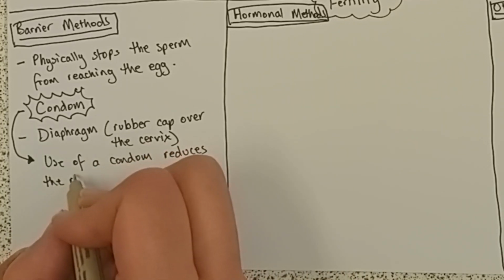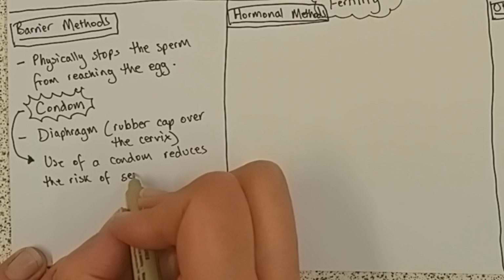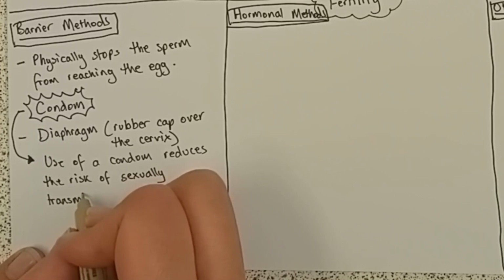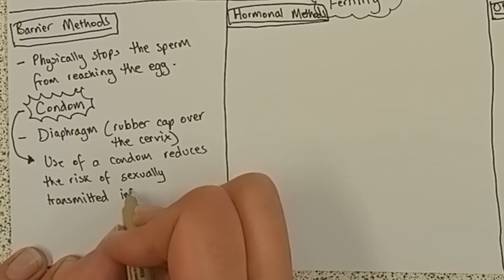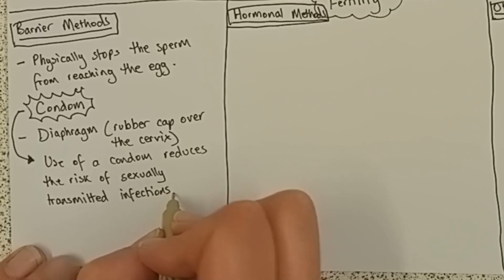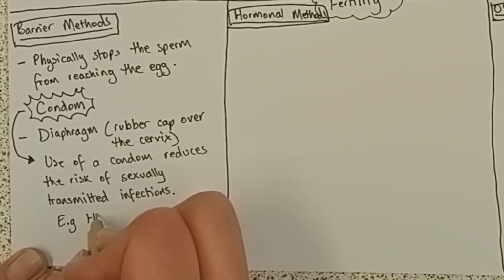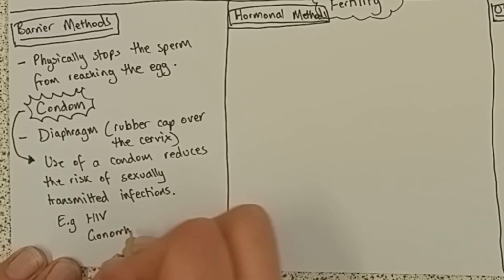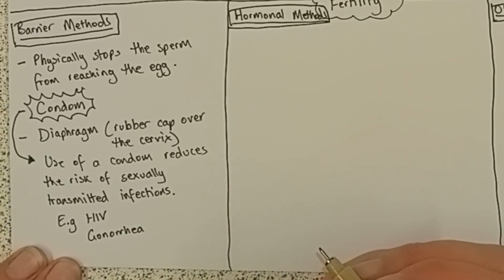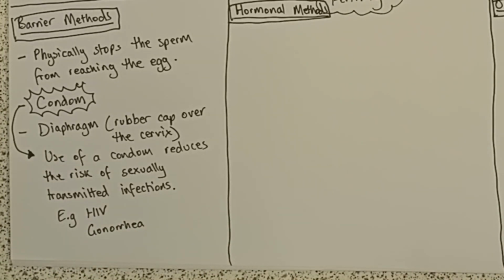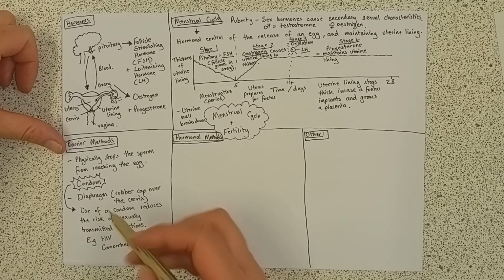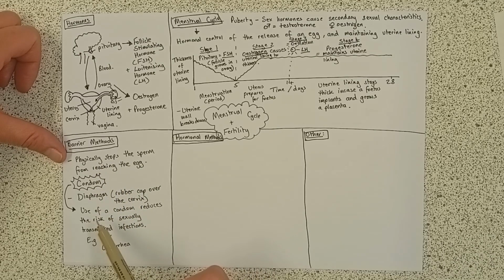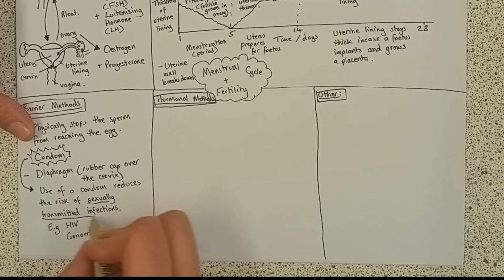Reduces the risk of sexually transmitted infections. So, for example, HIV, which is one of the examples of a virus, and gonorrhea. It's a bacteria that you can get sexually. So condoms are probably the most important method because they stop the sperm reaching the egg, but they also protect you from sexually transmitted infections.